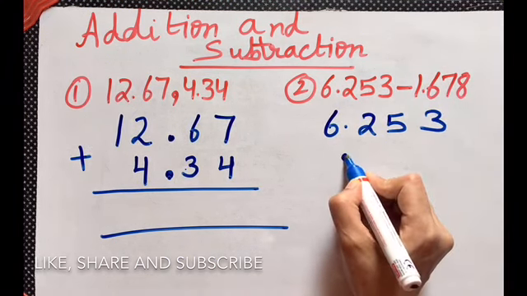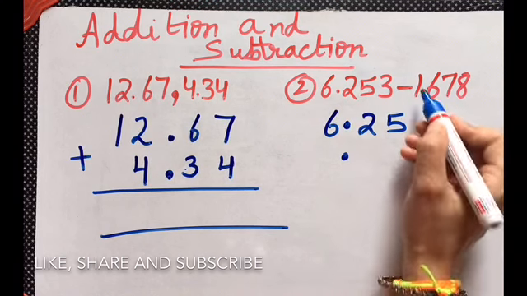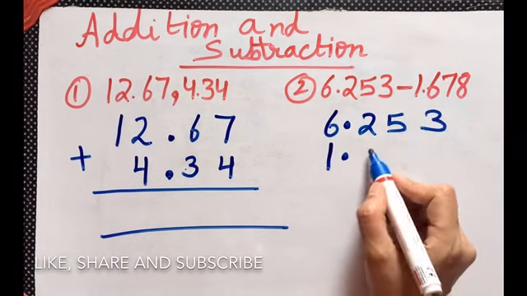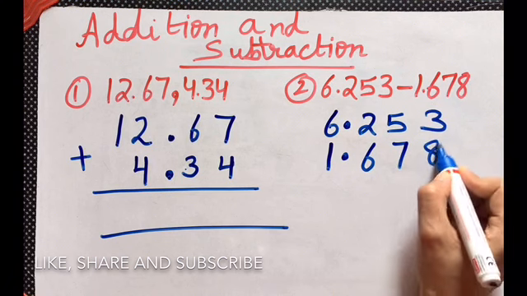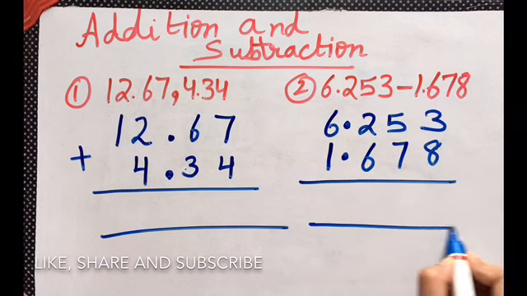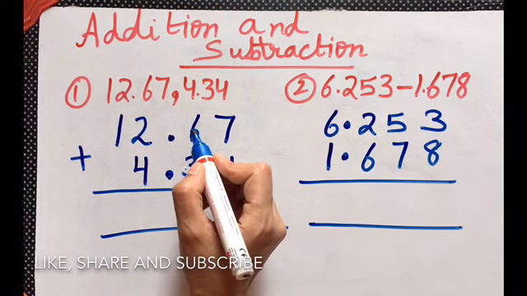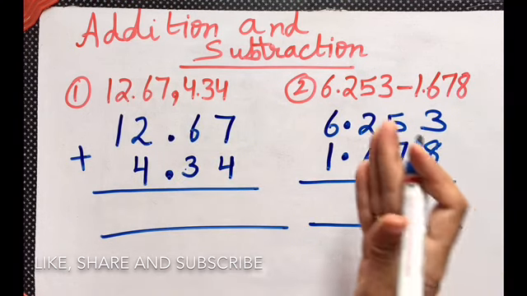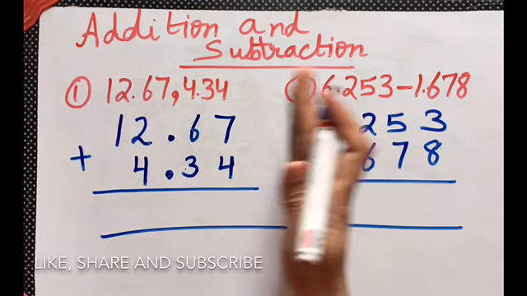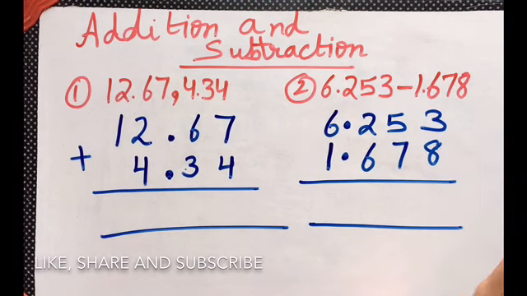Now make the decimal under the decimal. So after the decimal here are 6, 7 and 8. You will have to start writing from the decimal, not from the highest place, not from the lowest place. Start from the decimal to the right as well as to the left.